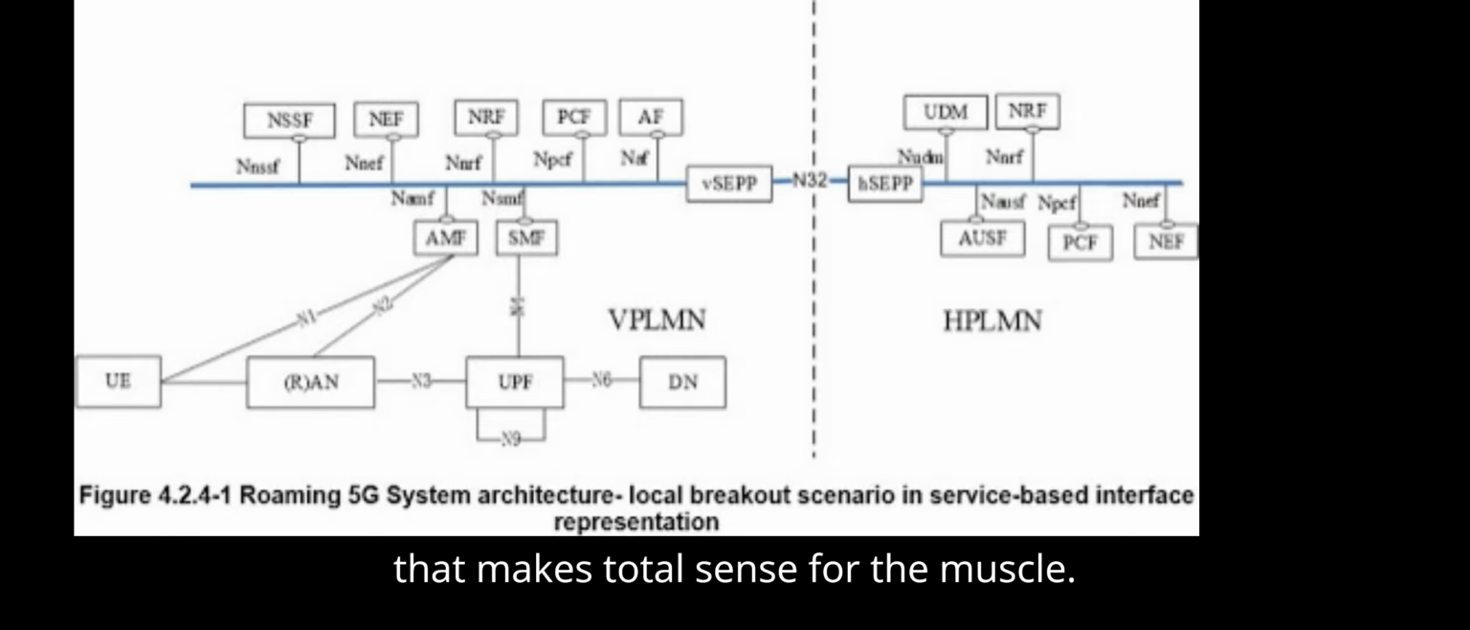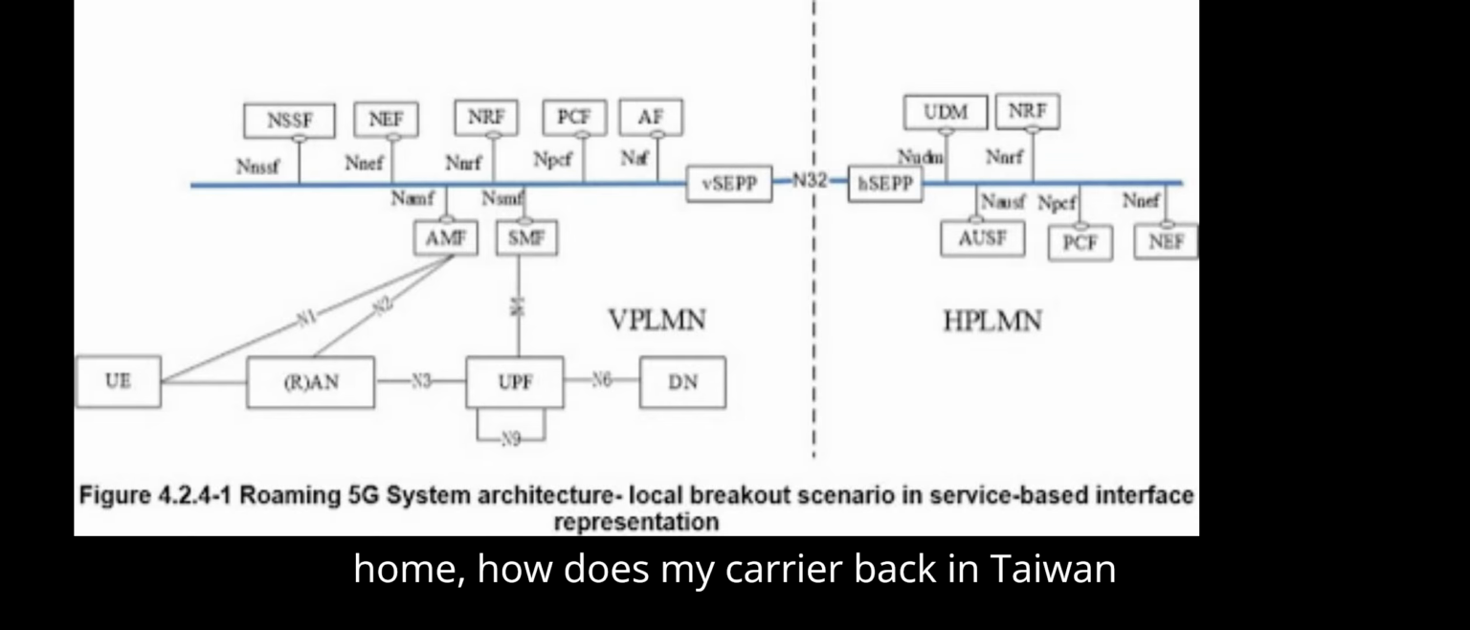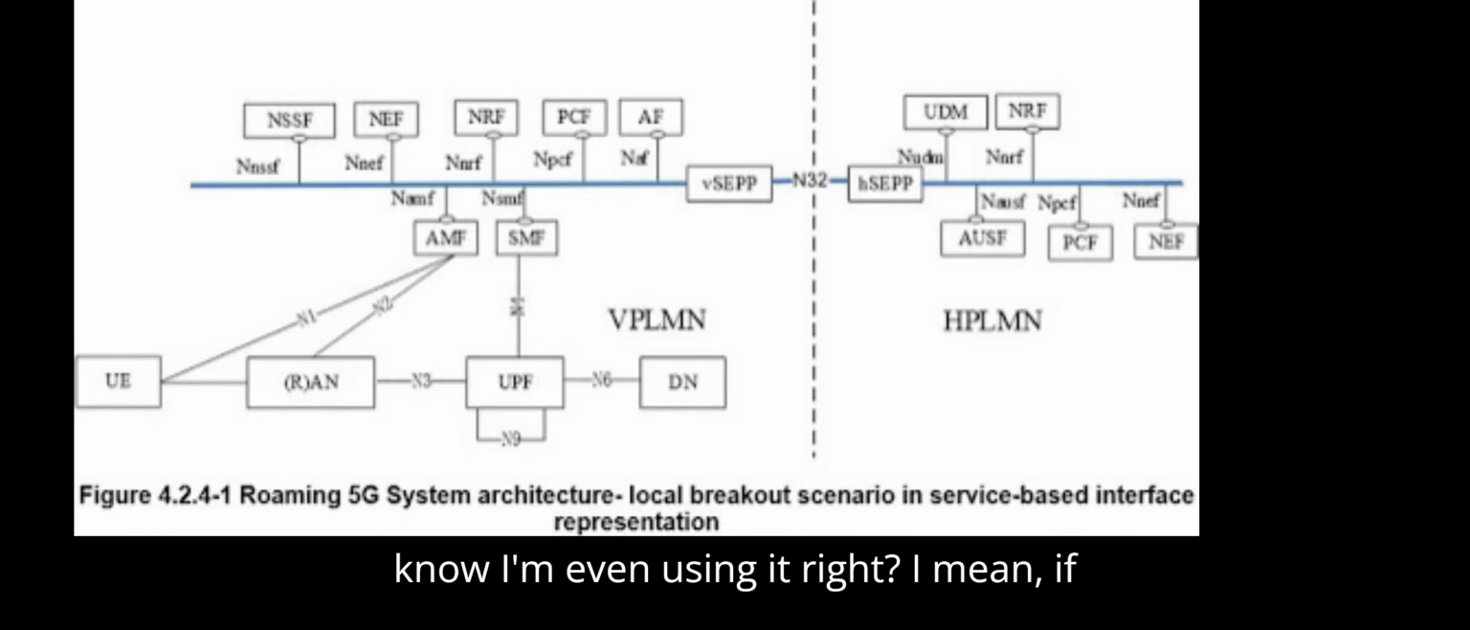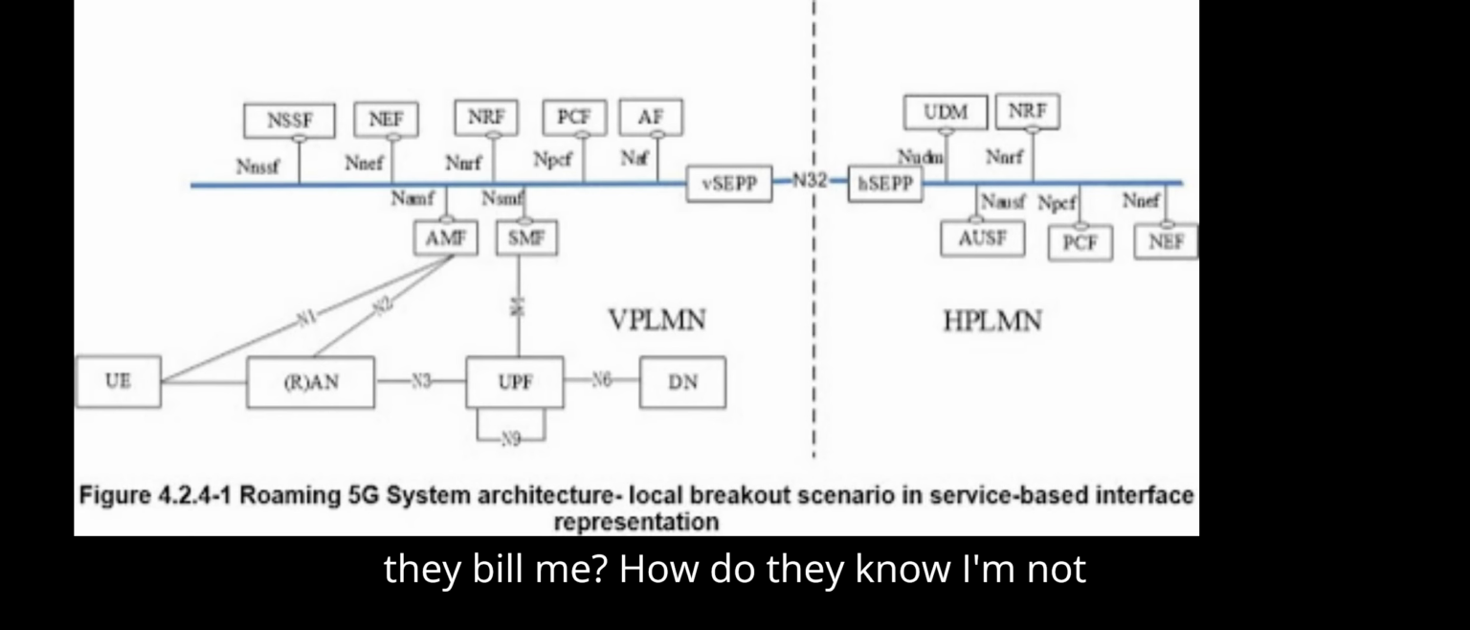Okay, that makes total sense for the muscle. It's efficient. But here's the problem I see. If the data never goes home, how does my carrier back in Taiwan know I'm even using it? Yeah. Right. I mean, if I'm just dumping data in Japan, my carrier back home can't see it. How do they bill me? How do they know I'm not just stealing internet?